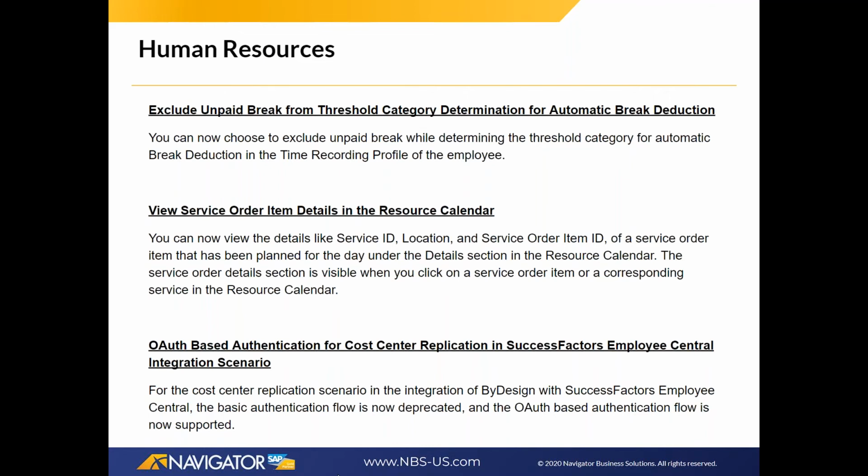You can now choose to exclude unpaid break time while determining the threshold category for automatic break deduction in the time reporting profile of the employee. You can now view the details like service ID, location, and service order item ID of a service order item that has been planned for the day under the details section in the resource calendar. The service order details section is visible when you click on a service order item or a corresponding service in the resource calendar.